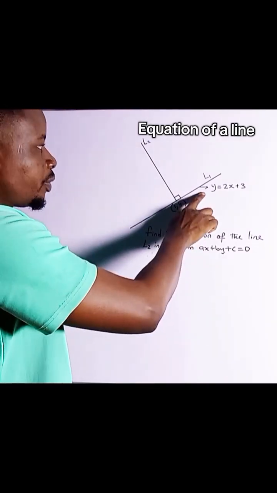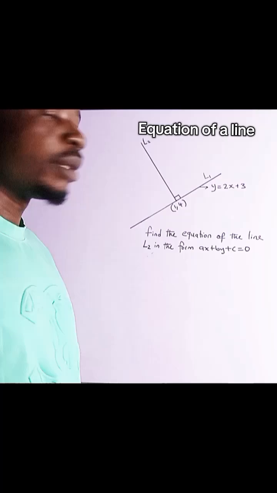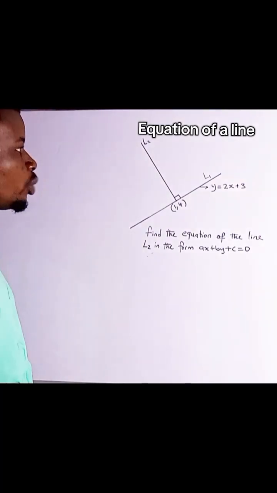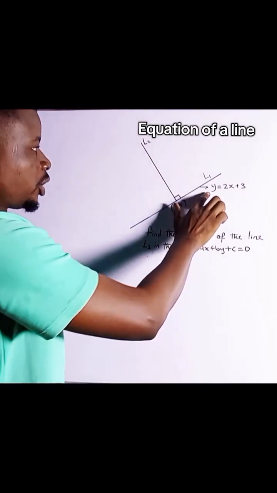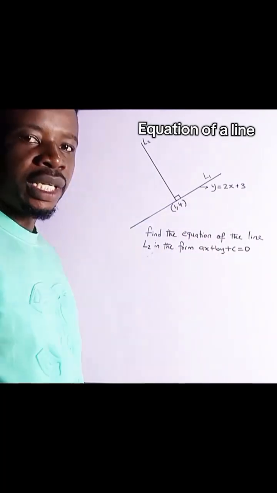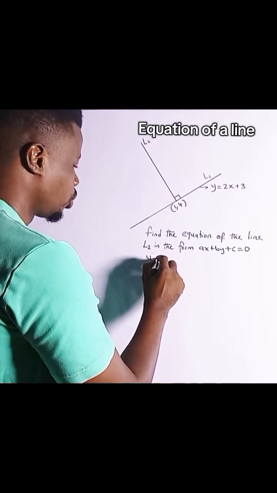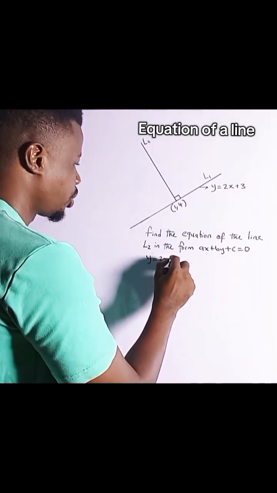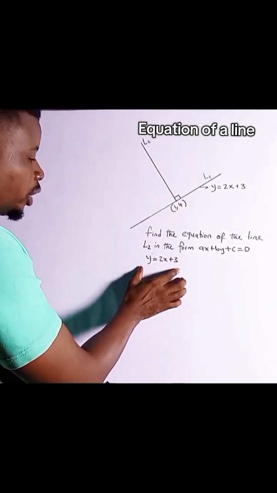And the equation of line L1 is given by what? y equals 2x plus 3. So now, how do we solve for L2? Let's pay attention to the equation of the line L1. We have y equals 2x plus 3. This is the equation of L1.